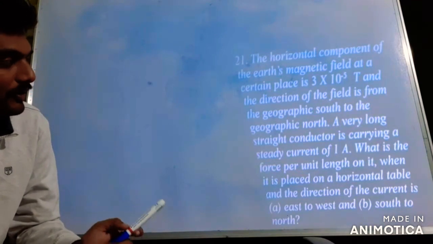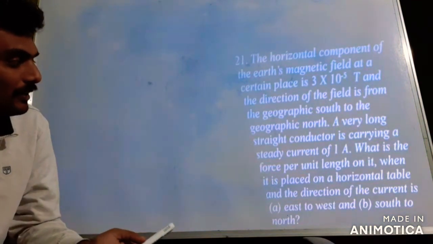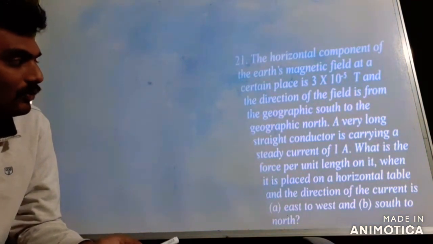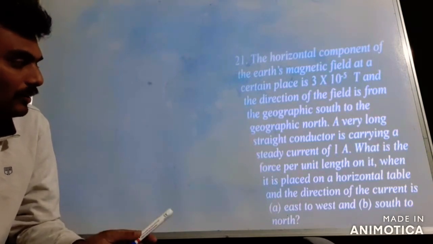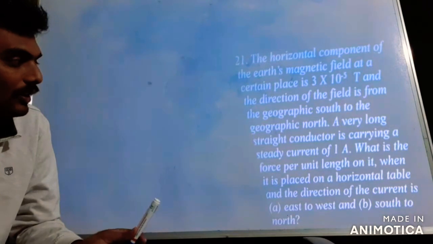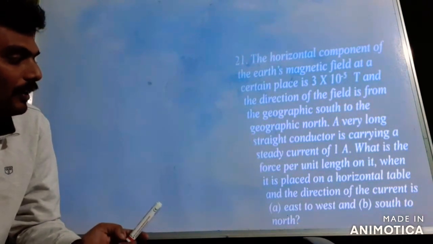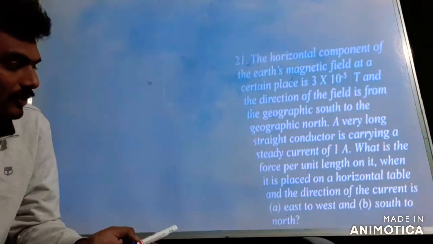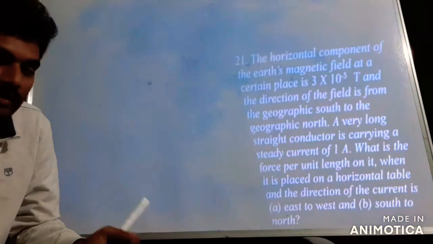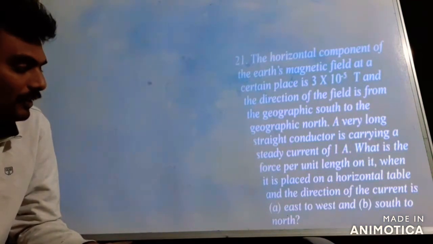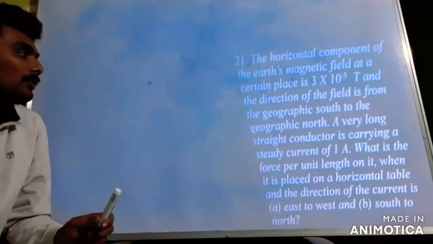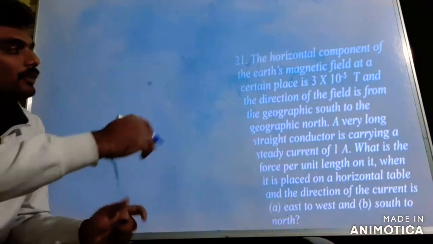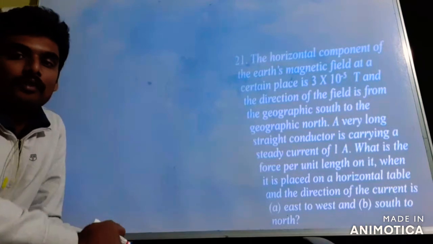A very long straight conductor is carrying a steady current of 1 ampere. What is the force per unit length on it when it is placed on a horizontal table, and the direction of the current is east to west in the first sub question and south to north in the second sub question? So now here we have, this is very similar to what we have on the surface of Earth.